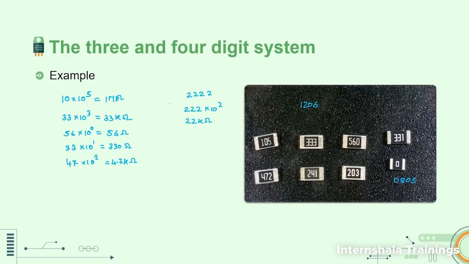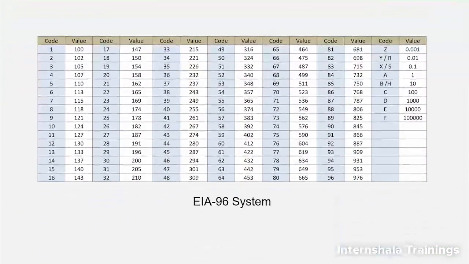Now let me show you the table for EIA 96 system. So this is basically the table for EIA 96 system, and here you will see there will be some code, and corresponding to that particular code there will be one value. In the same way, there will be some code, then there will be some value. So starting from 1, 2, 3, 4 till 16, then 17, 18 till 32. So likewise up to 96 you will find there are actually codes, and then there are their corresponding values.